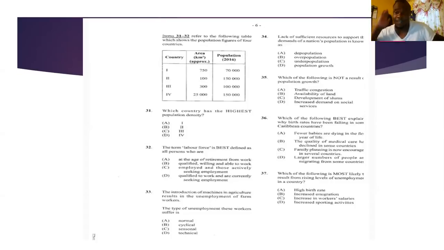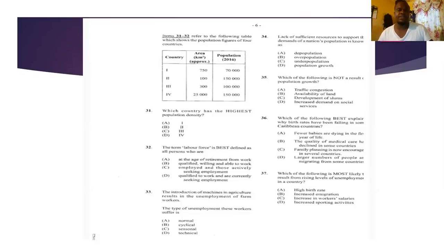I am not a friend of mathematics, but these little calculations, you must be able to do them for the exam, or else you're going to lose marks for that question. You have to do a little division, multiplication, subtraction, addition, basic mathematics you need for social studies. So 31 says, which country has the highest population density? When you work out all the divisions, the one with the highest population density is B, country 2, where the area is 100 kilometers square and the population is 150,000.